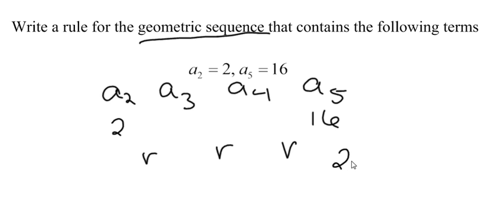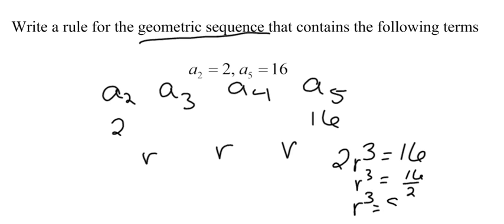That means that 2 times r cubed is equal to 16, or our ratio cubed is equal to 16 divided by 2, which means our ratio cubed is equal to 8. You take the cube root of both sides, and our ratio is then equal to 2.